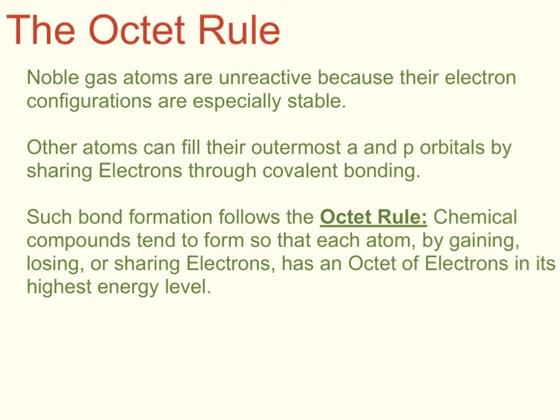If we look at our s and p orbitals, recall that in the s orbital we can hold a total of 2 electrons, and in the p orbital we can hold a total of 6 electrons. If we add them together, we get a total of 8 electrons between the s and the p orbital. And so the octet rule, octa stands for 8. Our goal is to end up with a full outer shell, full s and p orbitals, with a total of 8 electrons.